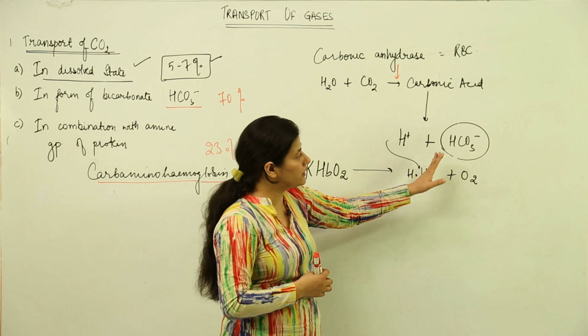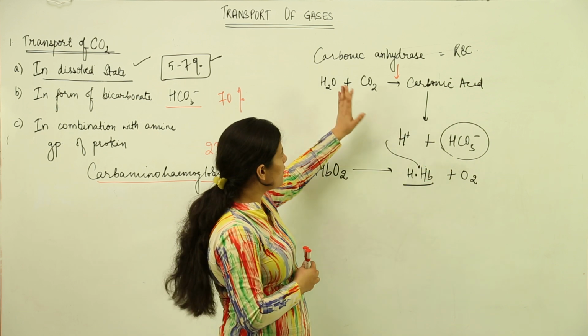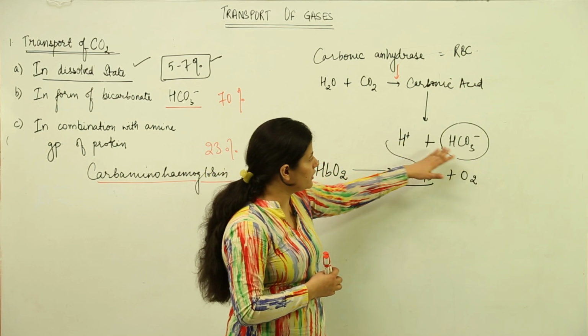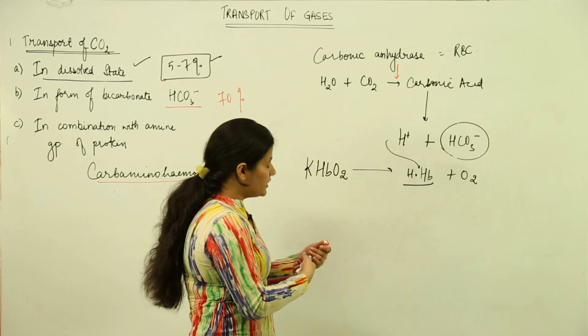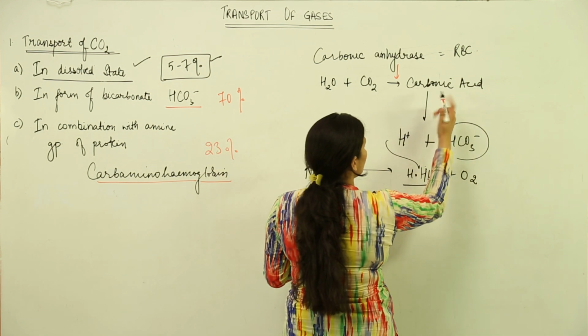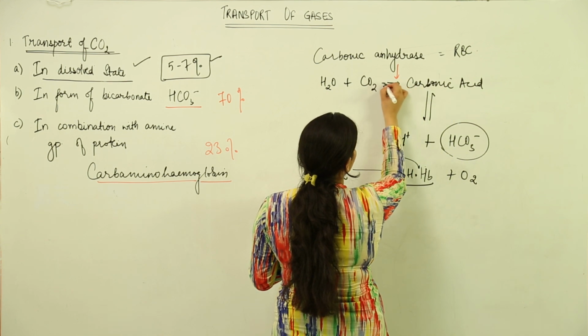Again, when this has to be given out in the form of carbon dioxide, these bicarbonates would combine with these protons and they would form carbonic acid. So the reaction would take place in a reversible manner. This is a reversible reaction that takes place.